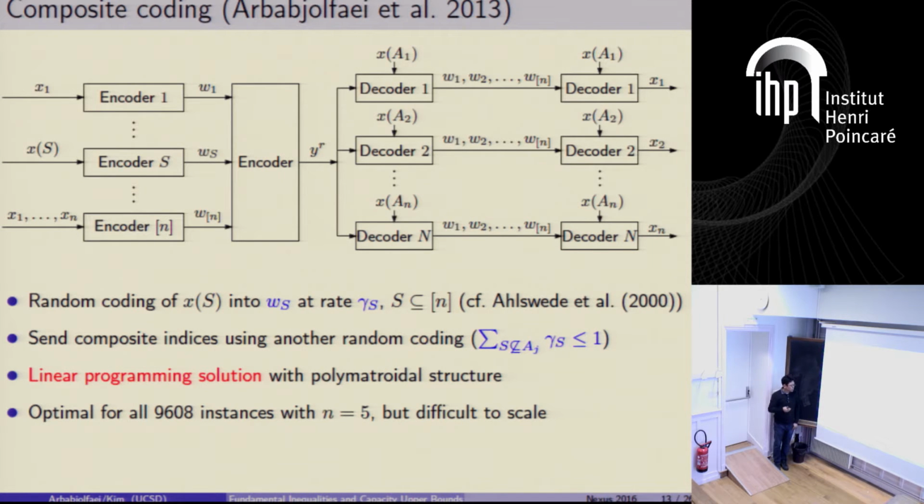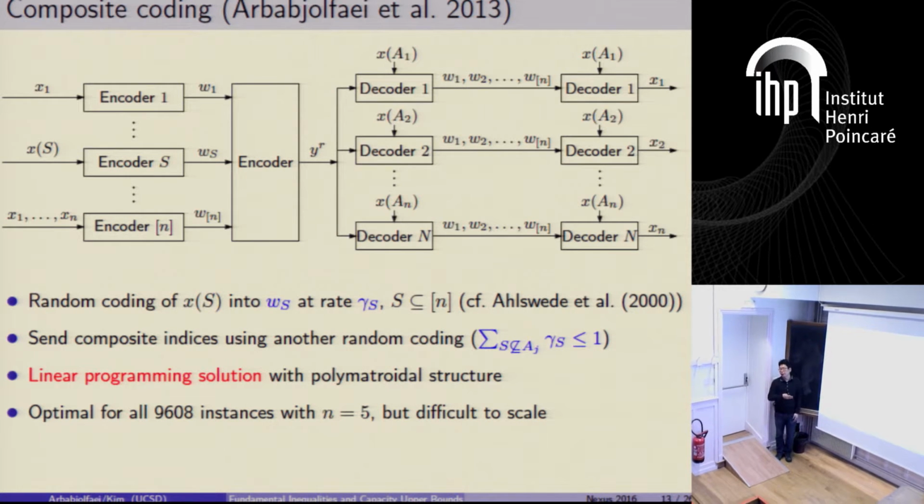And we can actually show that this one is optimal up to 5. So there are around 9,000 problems up to problem size 5. It is optimal not just in, say, symmetric capacity, but actually in the entire capacity region. But it's difficult to scale. And as expected, if you go a little larger, then we can find counterexamples.